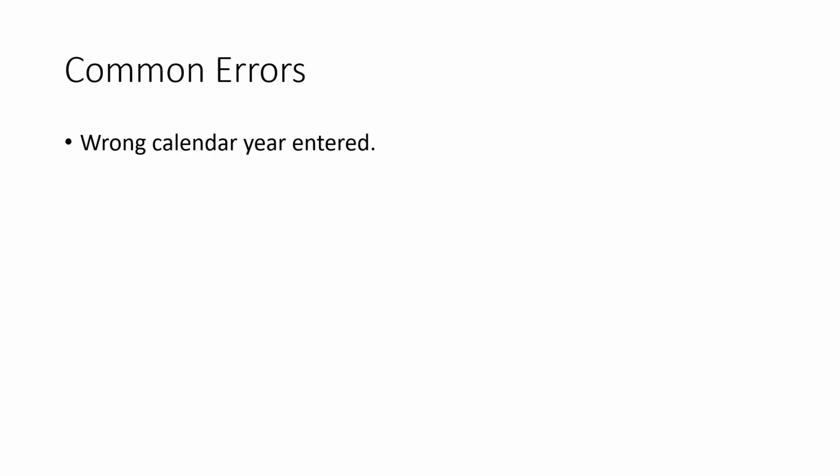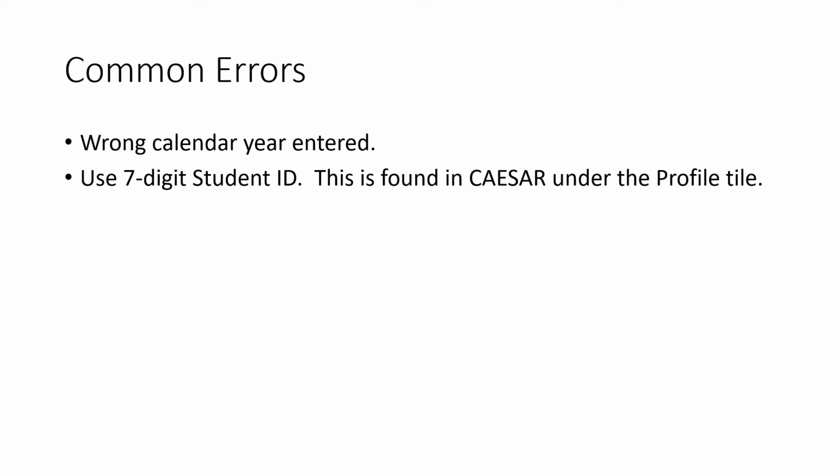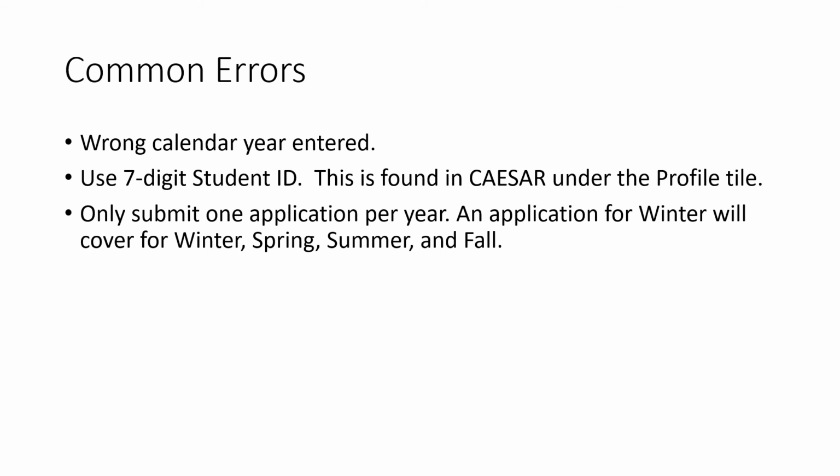Common errors that occur during the application process are the wrong calendar year entered. Make sure you select from the drop-down the calendar year for which you are submitting the application. Use your 7-digit student ID, which is found in CSER under the Profile tile. This might be a different 7-digit number than what's on the front of your Wildcard. Only submit one application per year. An application submitted for winter will cover you for winter, spring, summer, and fall.